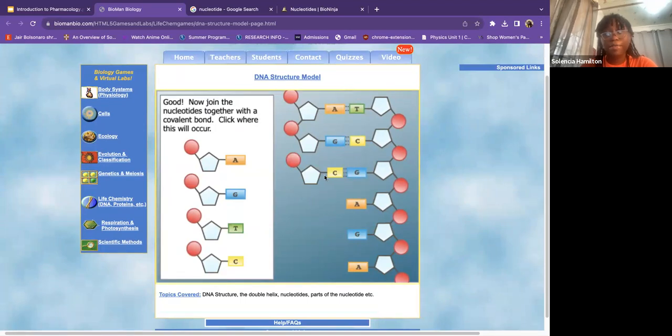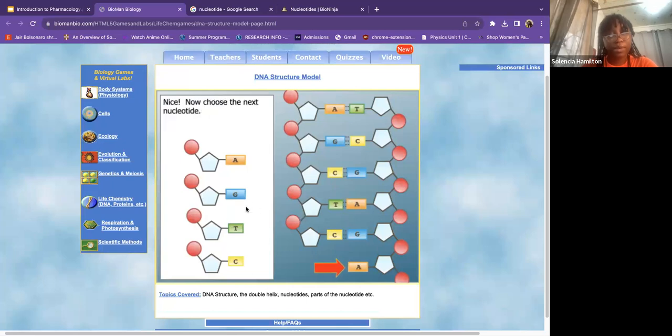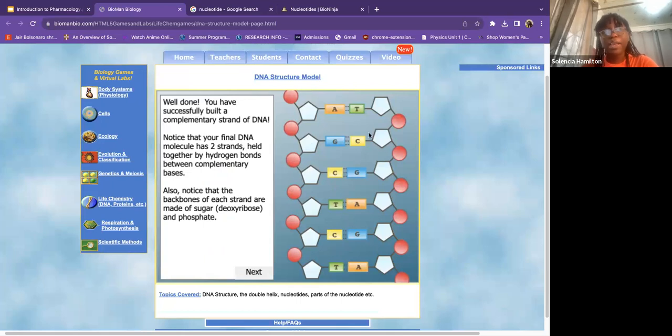Now, there's a covalent bond formed, and it's between the phosphate group and the sugar. A goes with T, as we said before. This time we're expecting two, and another bond is formed. G with C, and A with T. So now we have two strands.